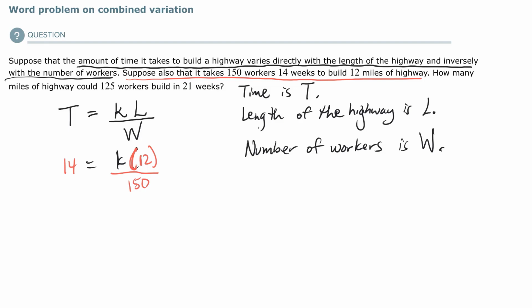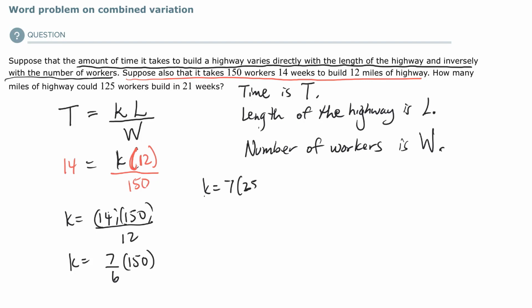So of course we could solve for K. K is equal to 14 times 150 all over 12. So K is equal to, let's see, 6 times 150. 150 is divisible by 6. That's 6 quarters. So it's 7 times 25. But what's 7 times 25? Well, it's not quite $2. It's 175.